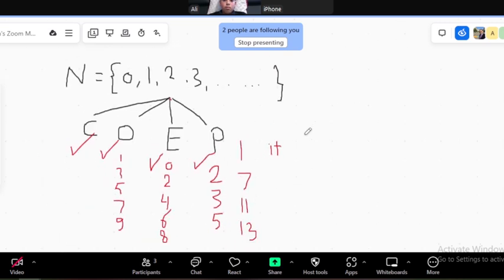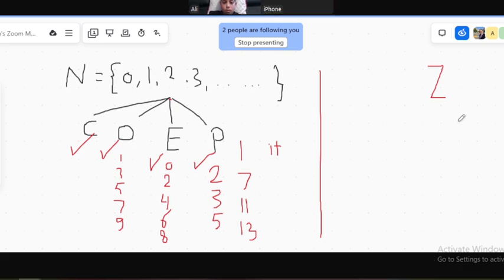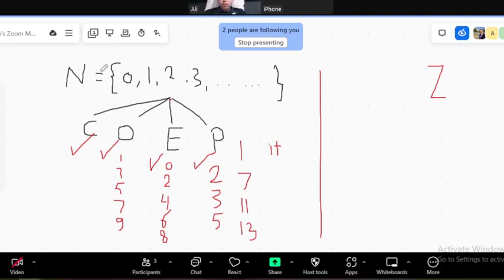Now we'll move to the second set of numbers. This set is bigger than natural numbers. It's called Z, or integers. What is the set of integer numbers? The set of integers is the natural numbers, and we add all the negative numbers.